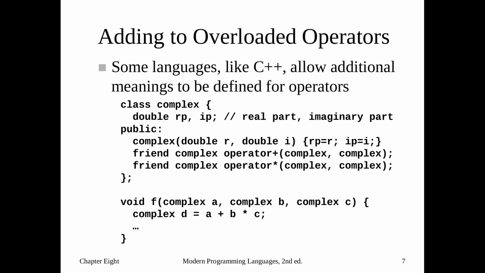And so what we do is we create this complex operator, right? It's a friend of complex, and gives us the capability to override what it's going to do. So it has the ability to take in two complex numbers and returns a new complex number, both for plus and for multiply. And then we have another function down here that just is utilizing them, showing us that it can actually do this.